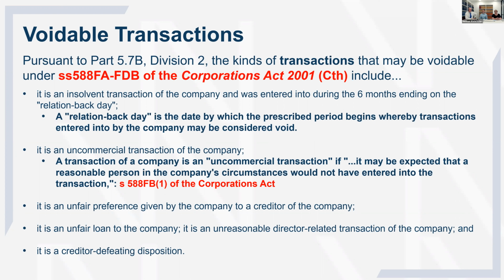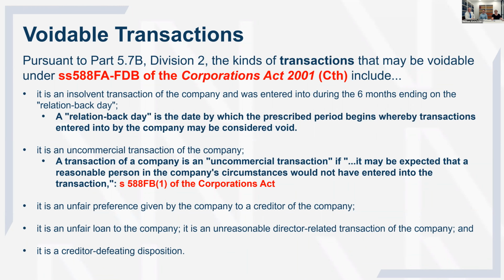But what I want to talk about, what's particularly important for incorporated associations once they're wound up, are the voidable transactions under the Corporations Act that apply. And the two that I really want to do are the uncommercial transactions and the unfair preferences. Now, uncommercial transactions relate to transactions where it may be expected that a reasonable person in the incorporated association's position wouldn't have entered into that transaction, having regard to the benefits and the detriments of that transaction.